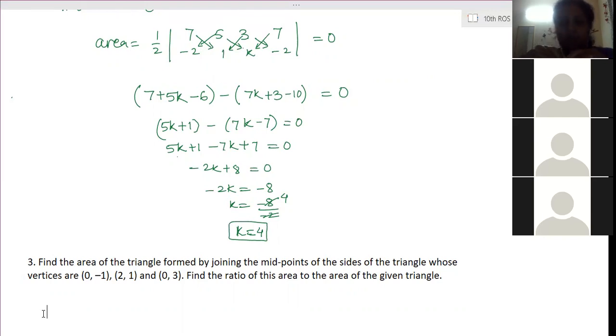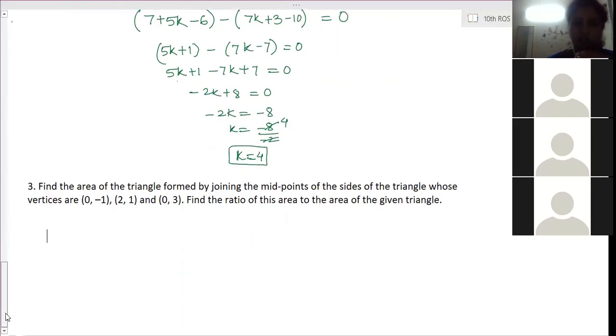Ma'am, the vertices given here are of the triangle, right? Yes, these are the vertices of the triangle. You have to find the midpoints of every side. No, wait, area of the triangle formed by joining the midpoints of the sides of the triangle, whose vertices are these. Okay, ma'am. Ma'am, the ratio will be 1:4, right? Yeah, it is 1:4, but you have to show by finding the area.